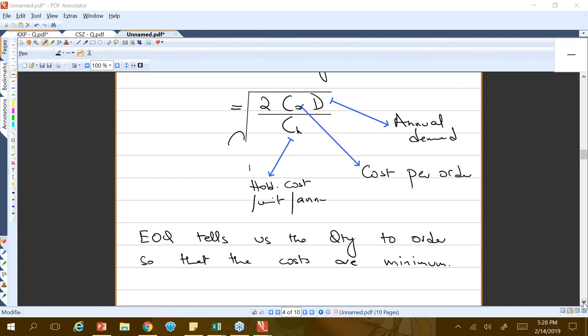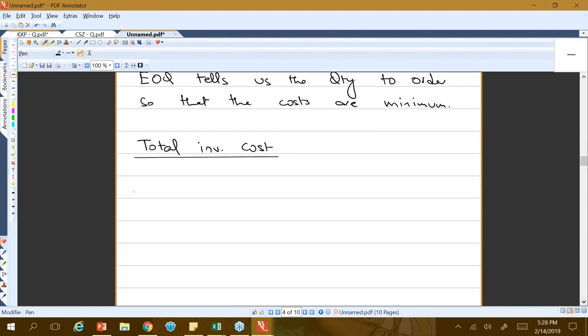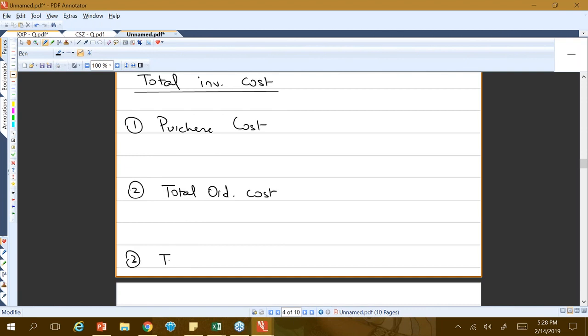Now, a few of the calculations here. The examining team can ask you to find the total inventory cost. And the total inventory cost is made up of three things. Number one, the purchase cost. Number two, the total ordering cost. And number three, the total holding cost. Three things.